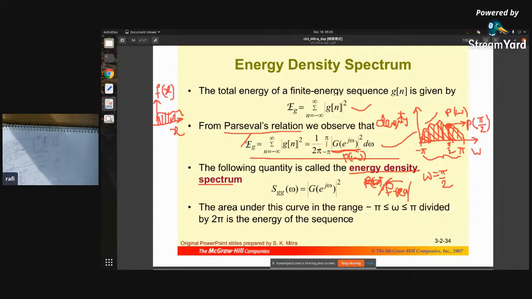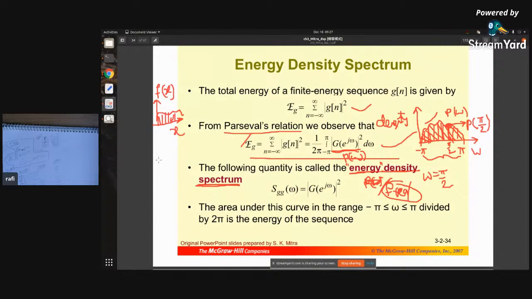Density means per frequency: for every frequency you are finding the contribution of energy. And in which domain are you finding it? In the frequency domain, that's why it is a spectrum. So energy density spectrum means the density or the distribution of energy per frequency. Okay, the distribution of energy per each frequency.